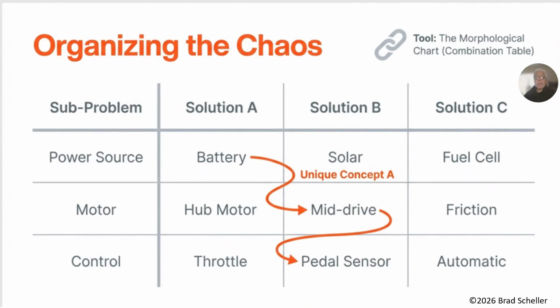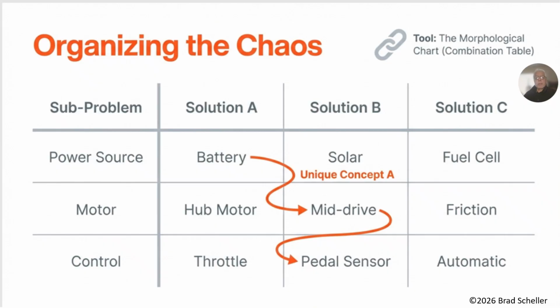The next step, after you use SCAMPER and brainstorming to generate solutions for each subproblem, you need a way to organize and combine them systematically. And that's where the morphological chart comes in. It's also called the combination table, and it's one of the most powerful tools for systematic concept generation. Here's how it works. First, you have rows that are your subproblems from problem decomposition that we did. Second, you have columns that are alternative solutions for each subproblem.